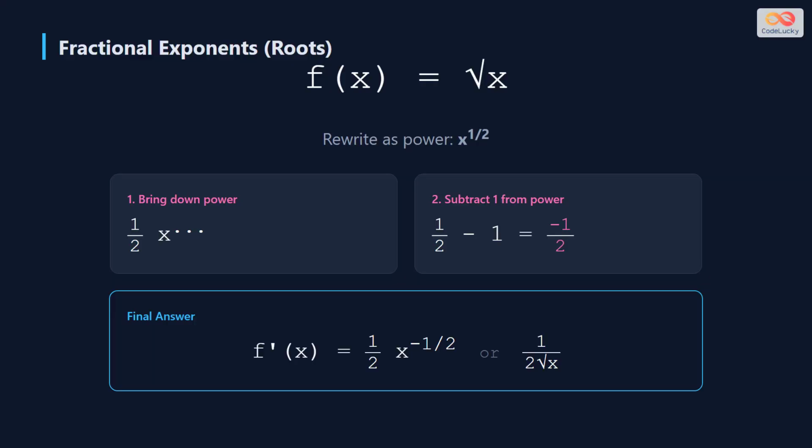It even works for roots. The square root of x is the same as x to the 1/2 power. We bring the 1/2 down to the front. Then we subtract 1 from 1/2, which gives us negative 1/2. This gives us our derivative.